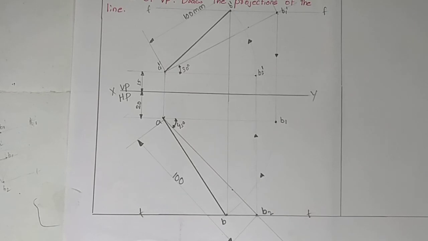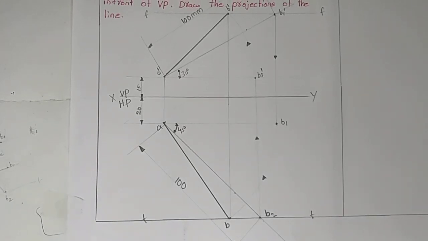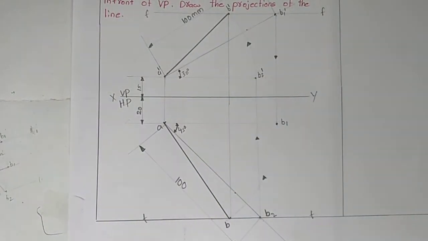Okay. Now we completed all the projections. It is the front view and it is the top view. Like this, we need to draw the projection of a straight line when it is inclined to both the planes.